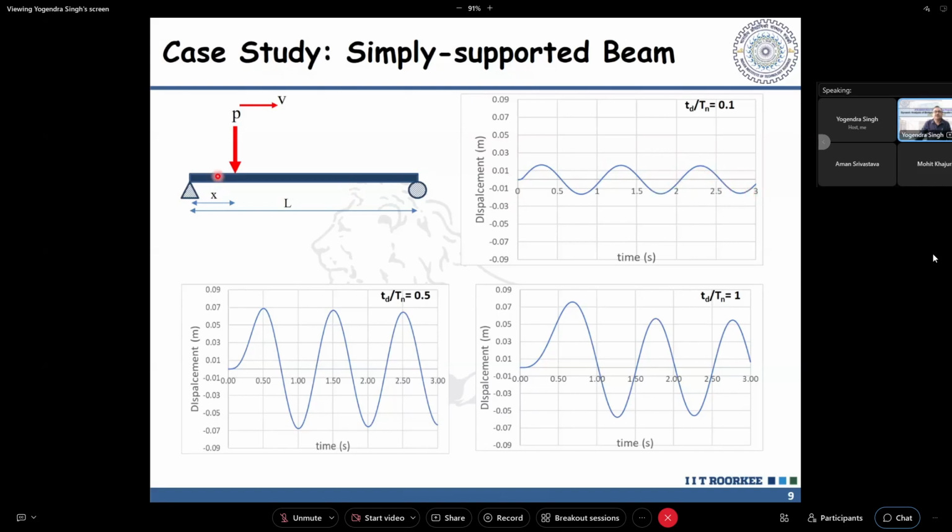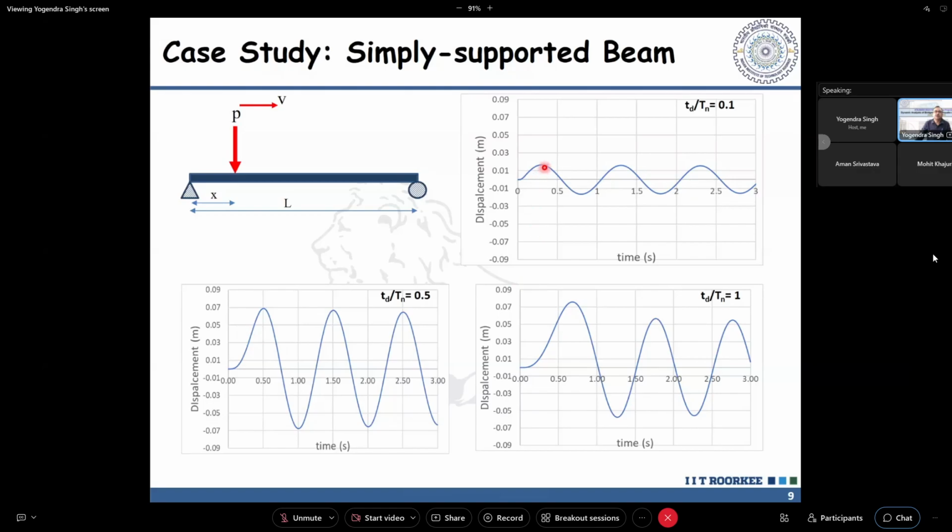So this will simply excite the bridge, and TD by TN equal to 1 means that one period of vibration of the bridge has completed here. So when TD by TN is equal to 1, it will start vibrating. Then if TD by TN is equal to 0.5, these have been plotted on the same scale. So you can see that the displacement has increased quite a lot.